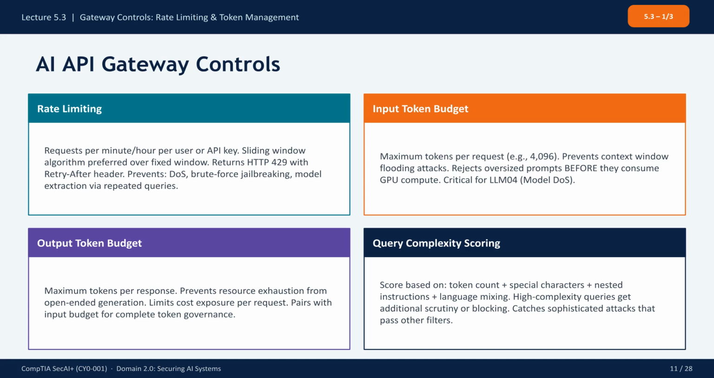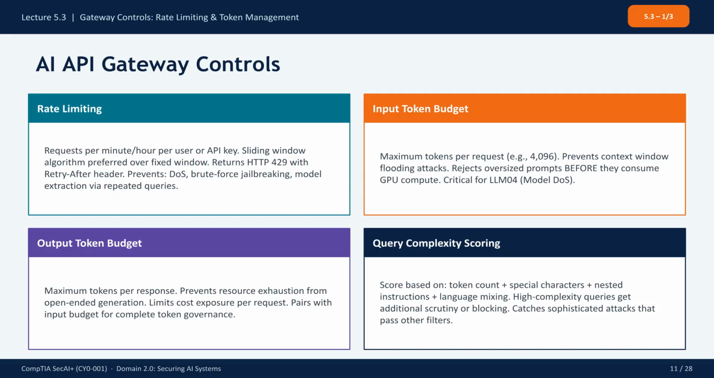And fourth, query complexity scoring. This goes beyond simple token counting. It evaluates the overall complexity of a query based on token count, special characters, nested instruction patterns, and language mixing. High-complexity queries receive additional scrutiny or are blocked outright. This catches sophisticated attacks that might pass token budget checks but are clearly not normal usage.